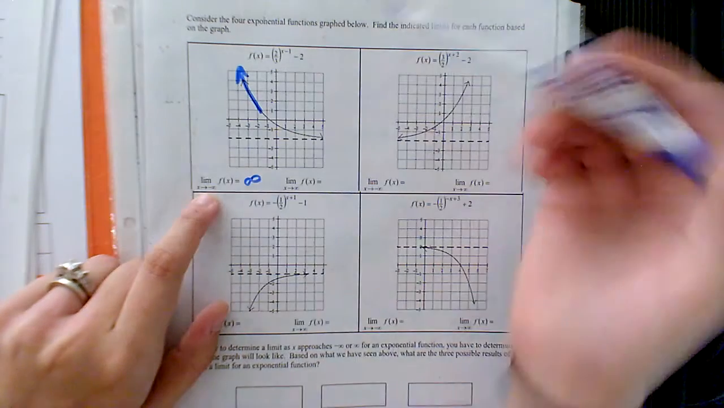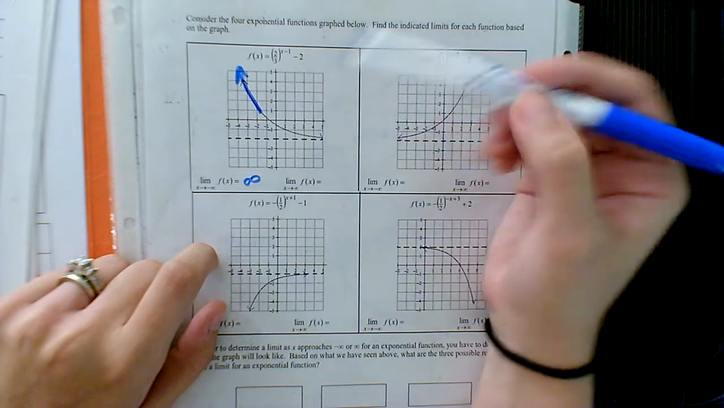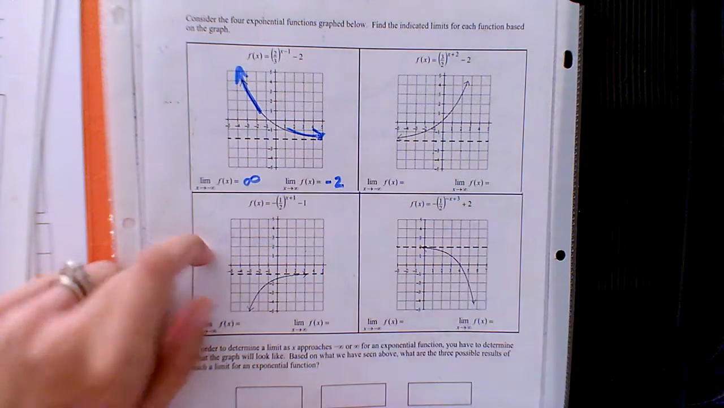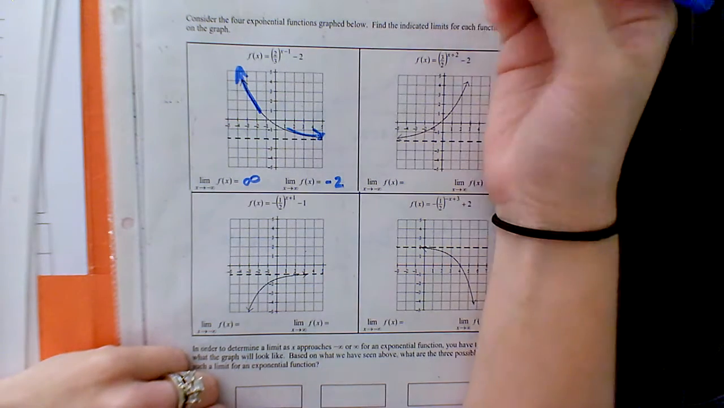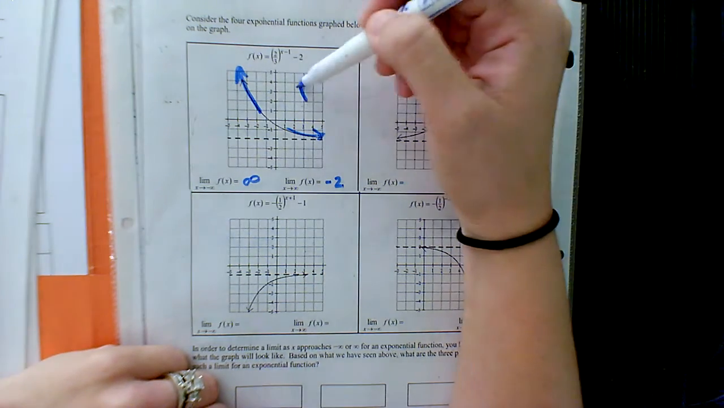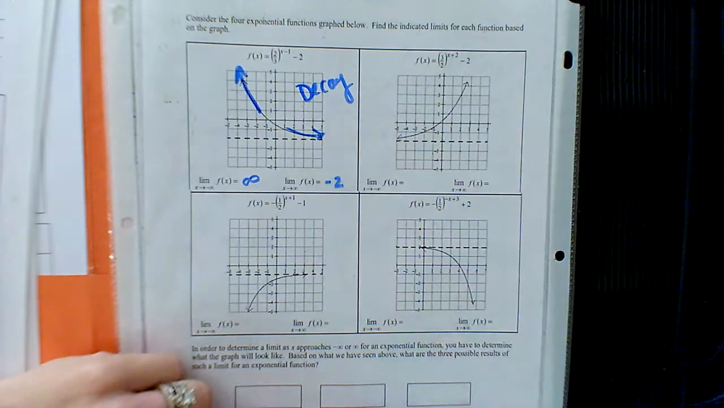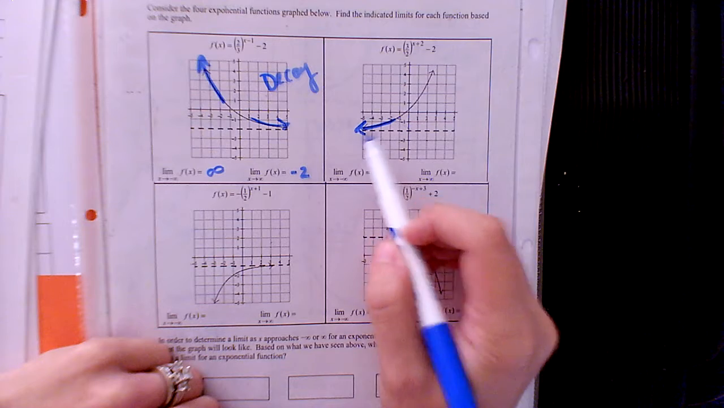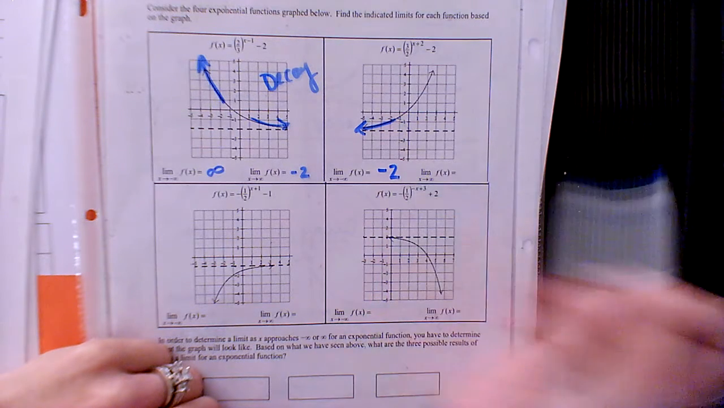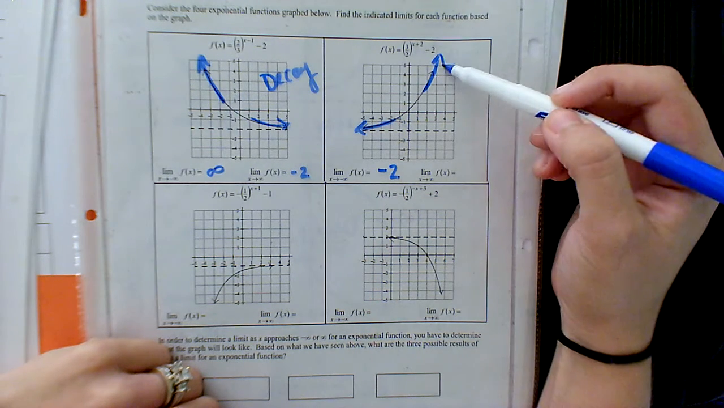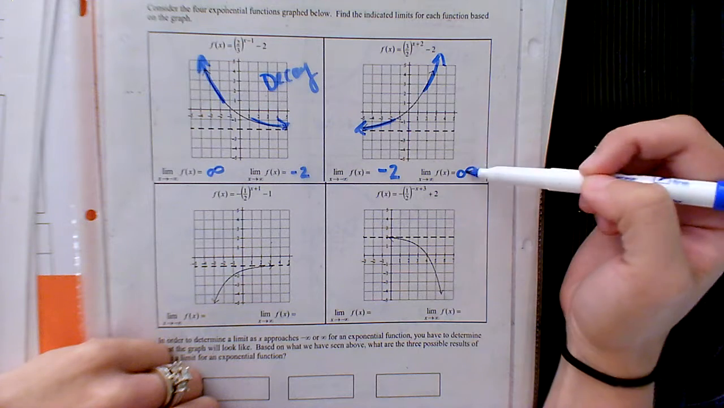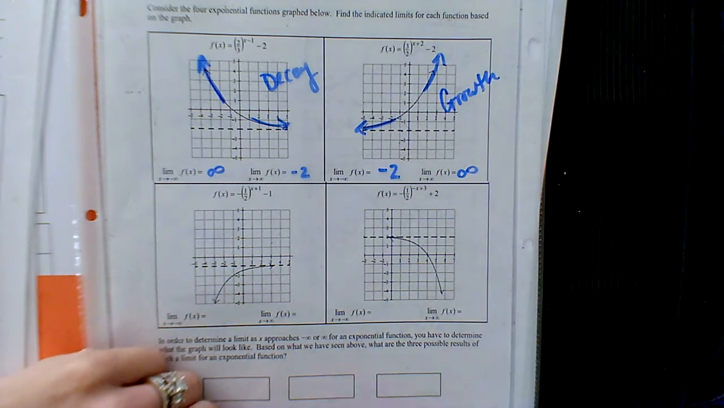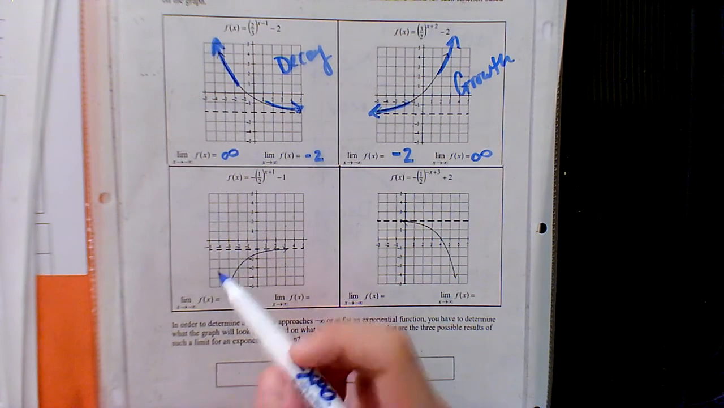Infinity. Good. And if we go forever to the right? Negative 2. How would you classify this exponential function, growth or decay? Decay. Good. All right, let's try the next one. If we go forever to the left, we'll approach negative 2. If we go forever to the right, infinity, growth or decay graph? Growth. Okay. Next one, forever to the left.